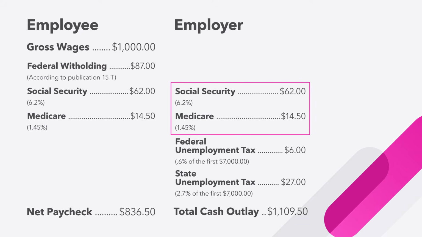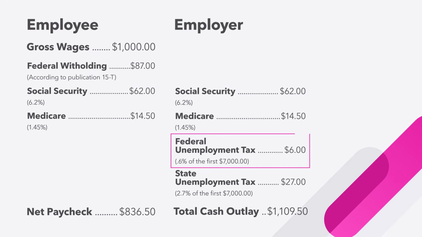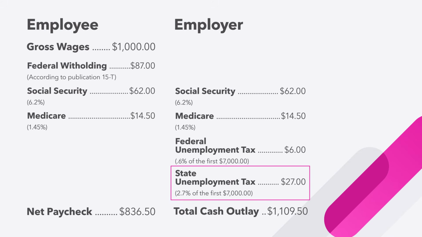Now let's see how the employer is going to accrue their portion of tax. You're going to see the same Social Security for $62 and Medicare $14.50 amount as a matching portion of that FICA tax. In addition, you're going to see the federal unemployment tax, or the FUTA, for $6, which is 0.6% of the first $7,000. You're going to see the state unemployment tax, which happens to be 2.7% of the first $7,000, so that would be $27.